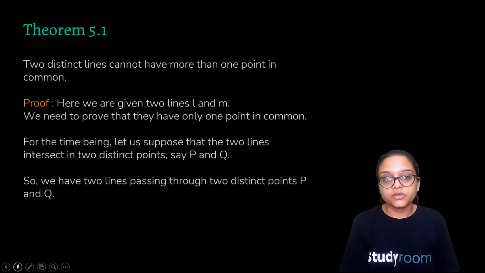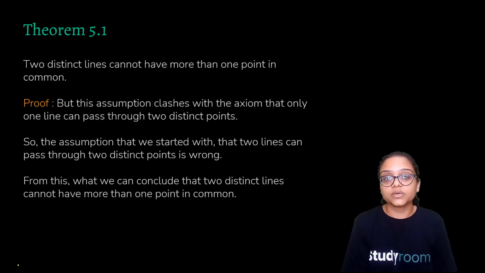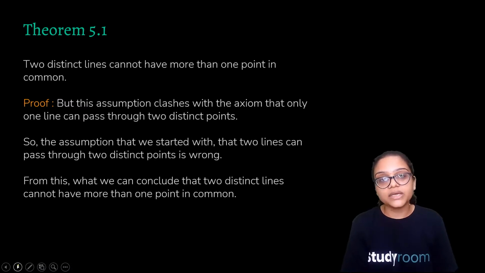Now, theorem 5.1: two distinct lines cannot have more than one point in common. Here we are given two lines L and M. We need to prove that they do not have any point in common except one. For the time being, let us suppose that the two lines intersect at two distinct points P and Q. So we have two lines passing through two distinct points P and Q, but this contradicts Euclid's postulate which says that two points have a unique line passing through them. Hence the assertion we started with, that two lines can pass through two distinct points, is wrong, and we have drawn the conclusion of theorem 5.1 that two lines cannot have more than one point in common. So this is how theorems are proved using Euclid's axioms and postulates.